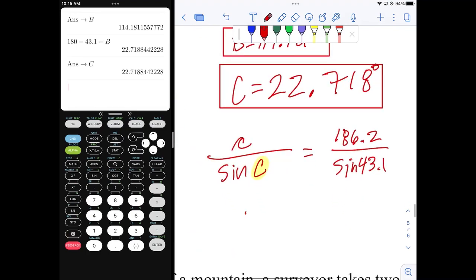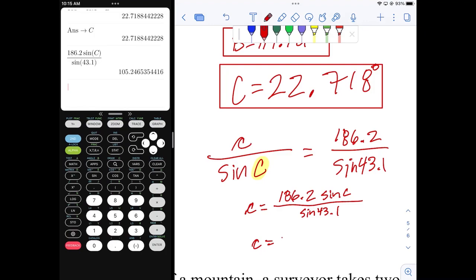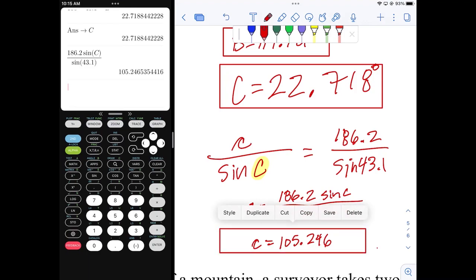And if I solve for c, and by the way, the notation that I'm showing here, on a test or quiz, I'm going to expect to see it. So don't do too much in your head. And now we'll go to the calculator. Alpha y equals 186.2 sine of my new alpha C that I stored, all over sine of 43.1. And we get c is 105.246 when we truncate. There's no units on that, so you don't need them. There it is.